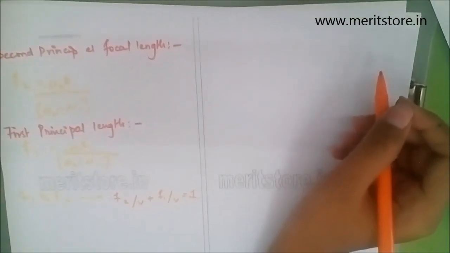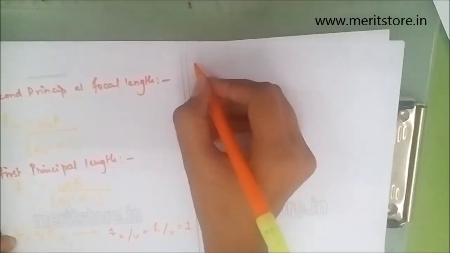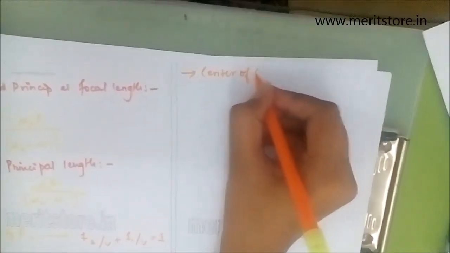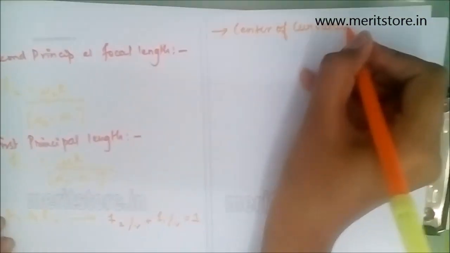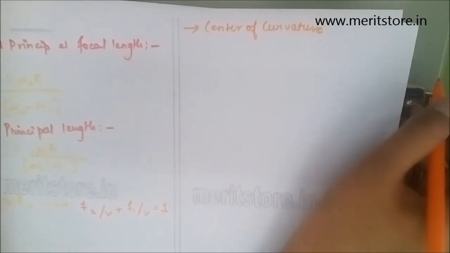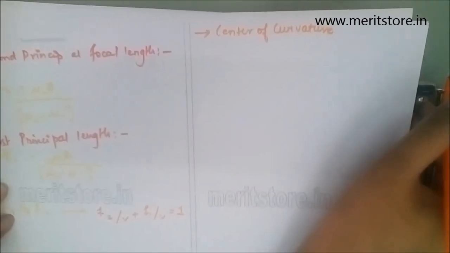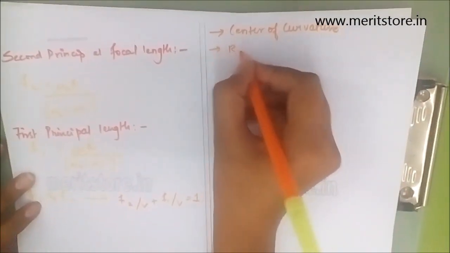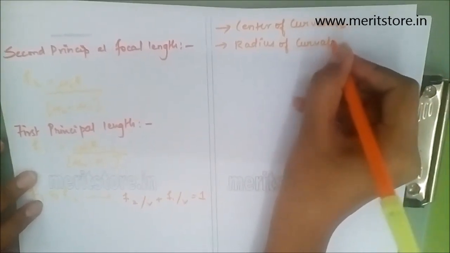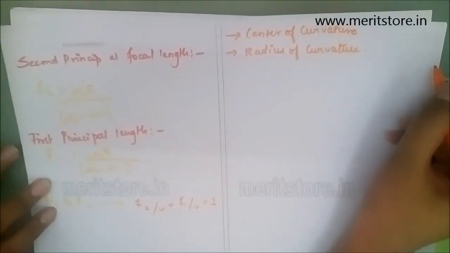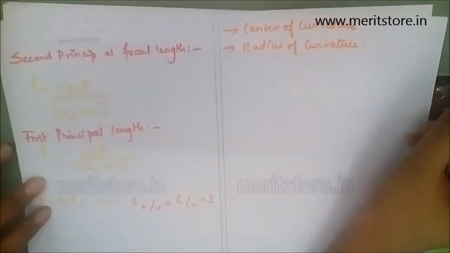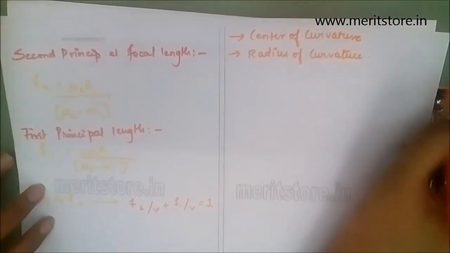Center of curvature. The center of curvature of a surface of a lens is defined as the center of that sphere of which that surface forms a part. Radius of curvature. The radius of curvature of a surface of a lens is defined as the radius of that sphere of which the surface forms a part.